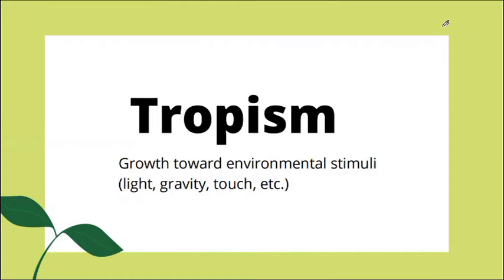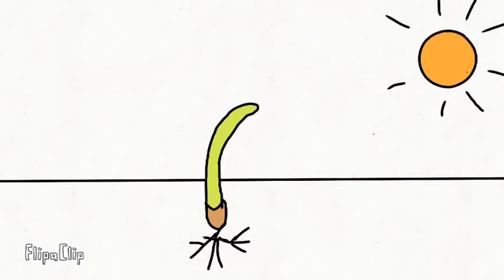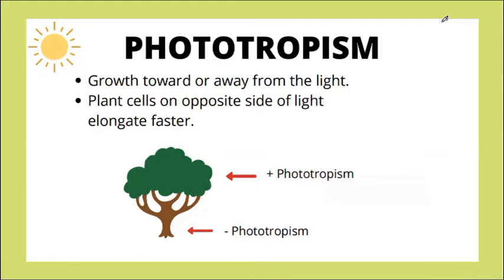Tropism is growth toward environmental stimuli such as light, gravity, touch, and so on. For this video, I will explain three tropisms: phototropism, gravitropism, and thigmotropism. Firstly, phototropism. Phototropism is the growth toward or away from the light.